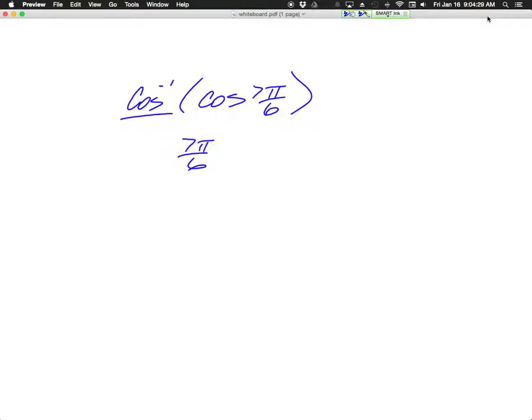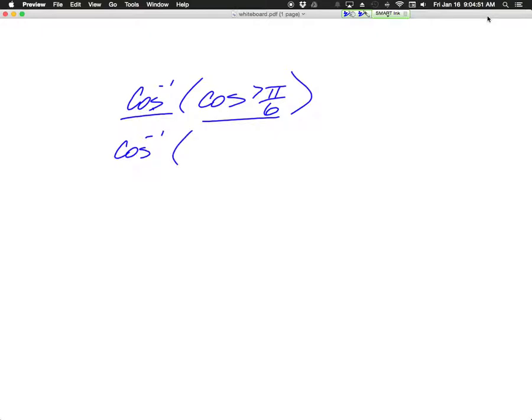Okay? So it is not undefined. I can still work it. So if this number right here is not in your range, then you've got to work it as if they don't cancel each other out. So what I mean is, let's find cosine of 7 pi over 6.